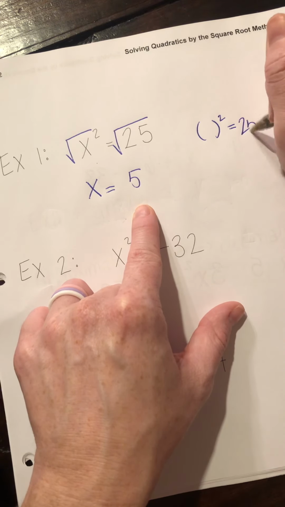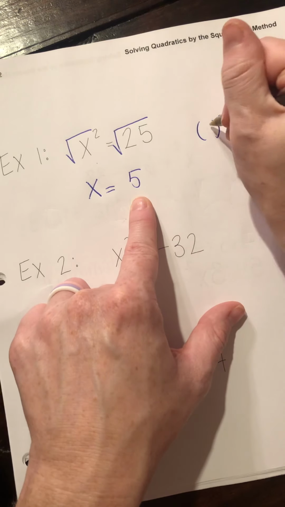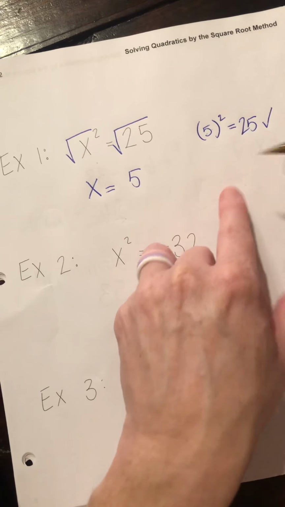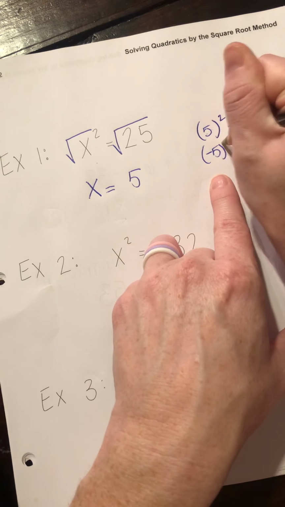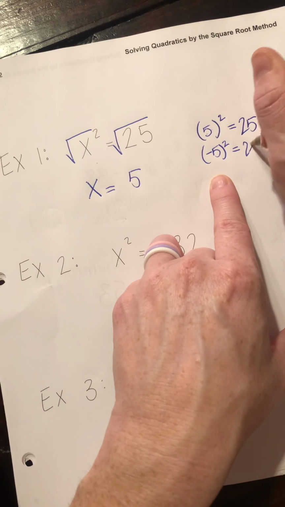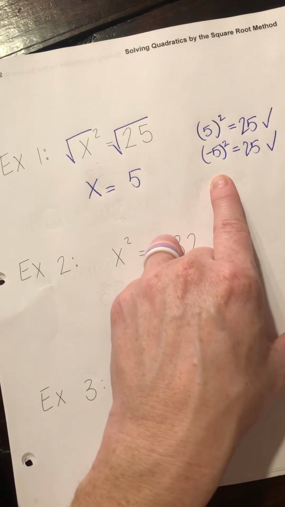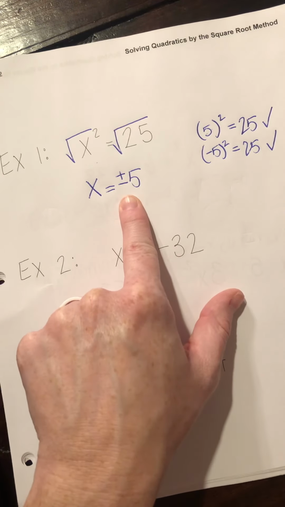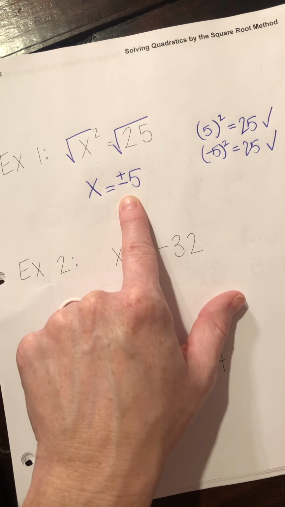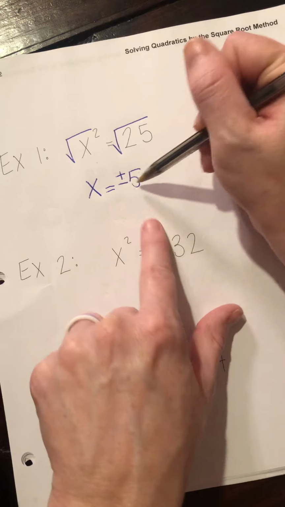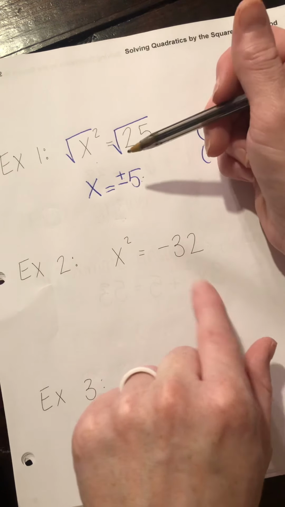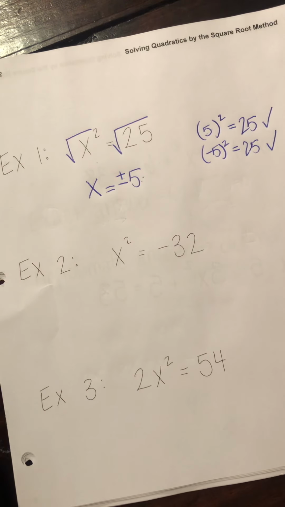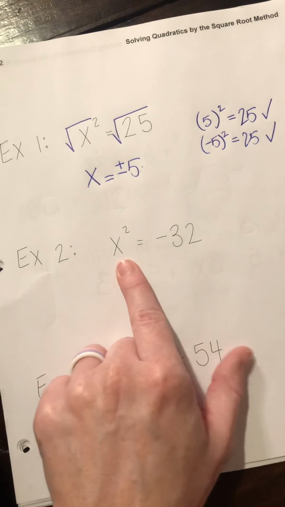If I am taking this number and plugging it back in to check it, 5 squared is equal to 25. That is true. But I can also take a negative 5 and square it, and it gives me a 25 also. So right out in front of this answer, or the solution that I got, I'm going to throw a plus or minus, which means positive 5 and negative 5. There are 2 solutions to this equation, okay? So plus or minus is going to be very important to us here. All right, example number 2.